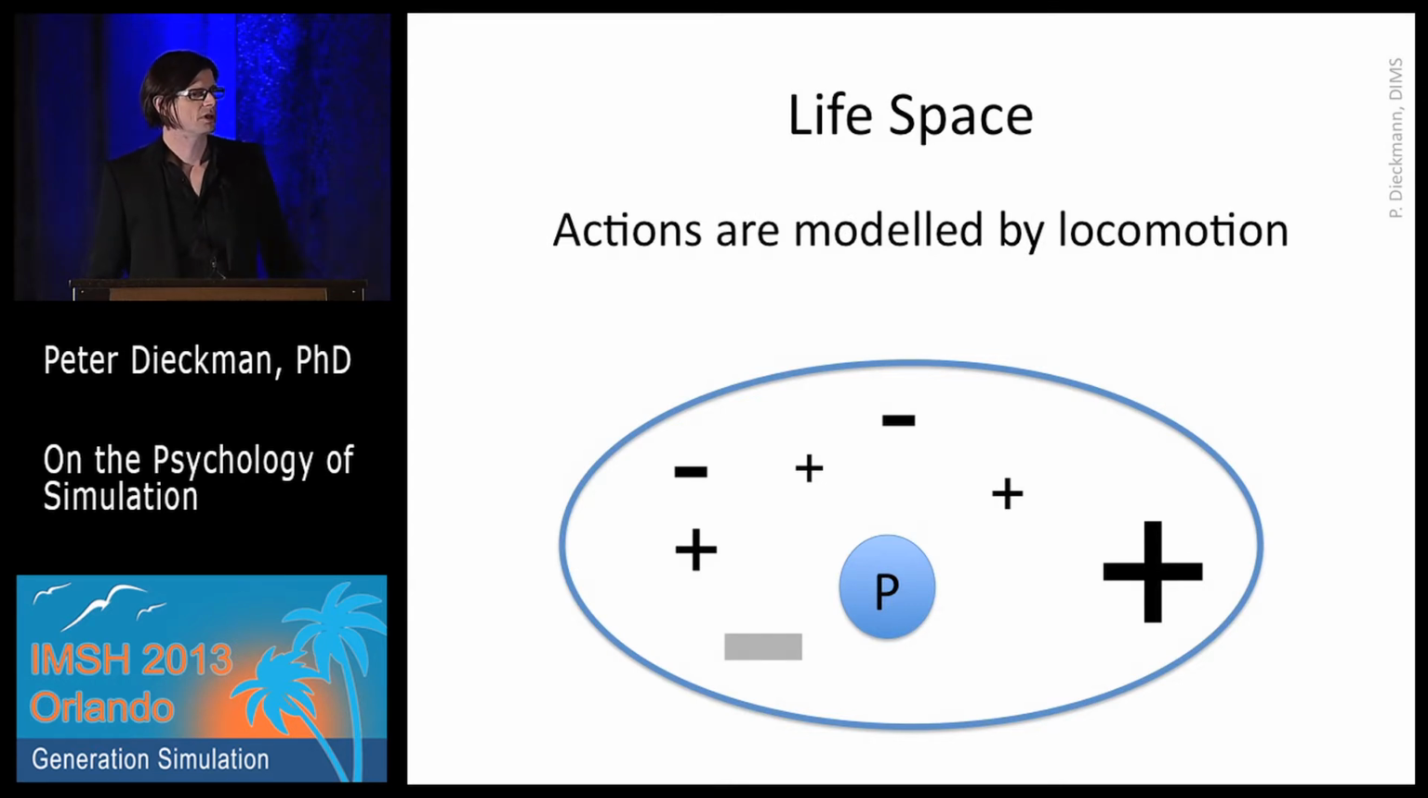Actions in this model are modeled by movements, by locomotion. So basically the idea is the person moves towards the one thing that is accessible to them and has the highest positive value.